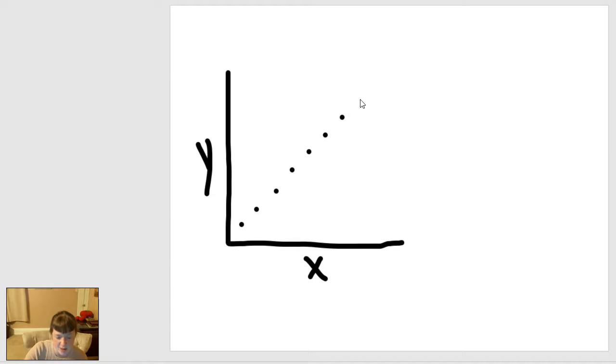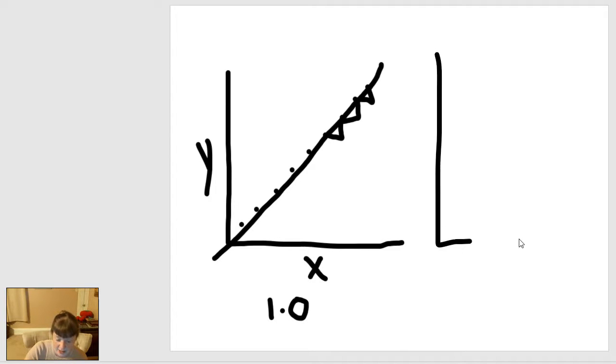So here I have my X and Y coordinate plane, right? If there was a perfect systematic relationship between my two variables, there would be literally a straight line that went through my data. That would be a positive relationship. As X goes up, Y goes up. Perfect relationship. And the correlation would be perfectly 1.